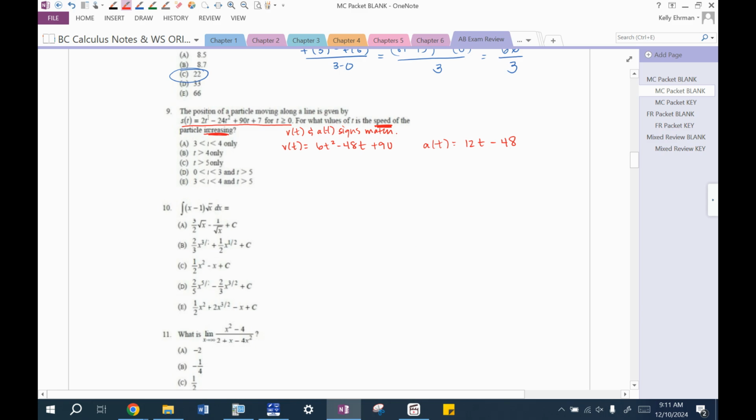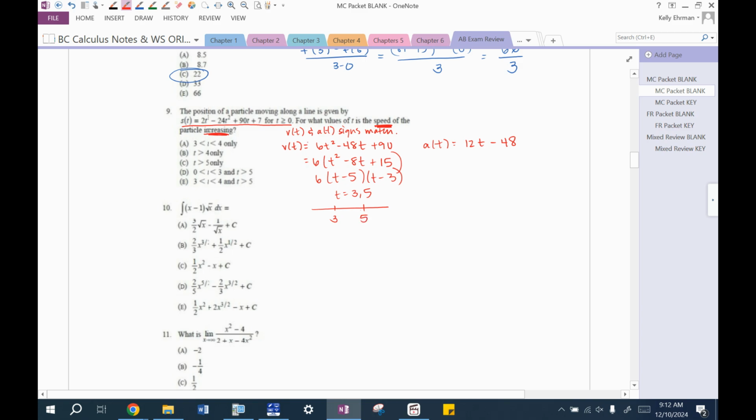And we can factor this. I can factor a 6 out, let's make life a lot easier. That gives me t squared minus 8t. Let's see, 6 goes into 90 15 times, right? This factors really nicely: t equals 3 and 5. Toss that on a number line.